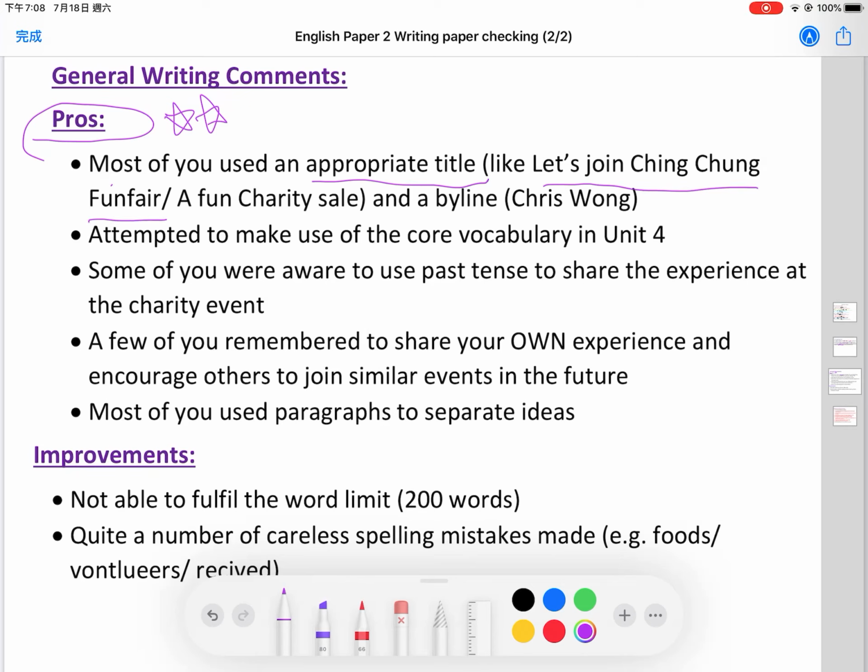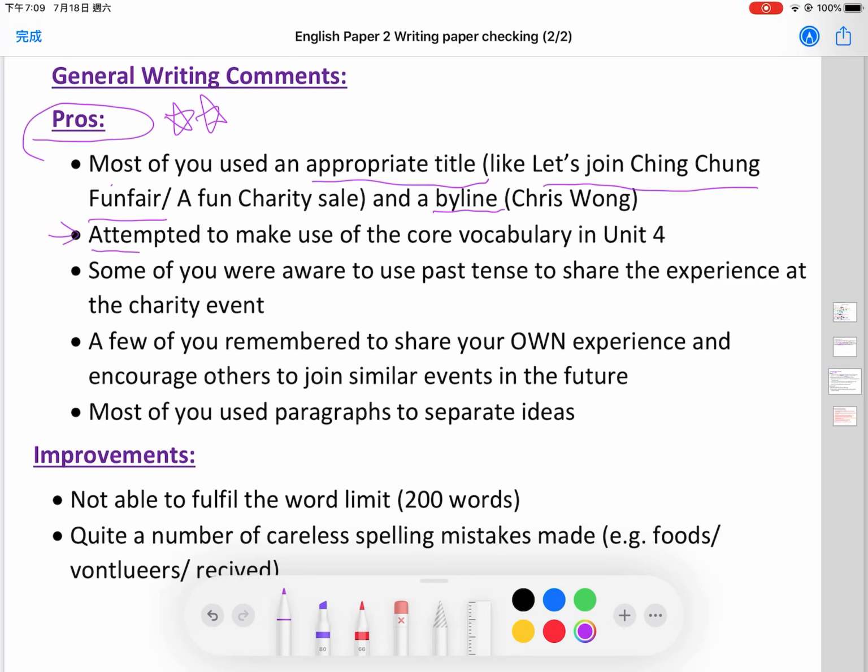Like, okay, let's join Ching Chong Fun Fair. Wow, okay. Ching Chong Fun Fair. That's a good name. And then a fun charity sale. Something like that. Just make it interesting, be creative, as long as it's related to the charity event. And a byline. And this time, the byline, it will be very appropriate for you to write your name, because you're the author of the news article.